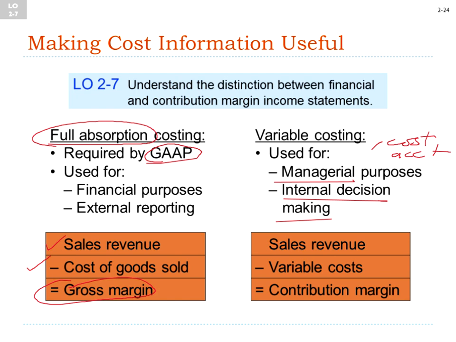And if you notice here, the formula is similar. You do start out with sales revenue, but you only subtract your variable cost and you get your contribution margin. So what is contribution margin? The book tells us that contribution margin is your sales price minus variable cost.